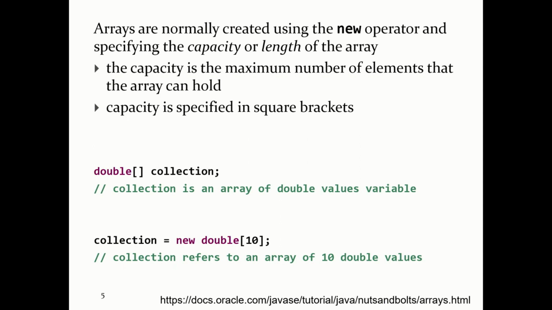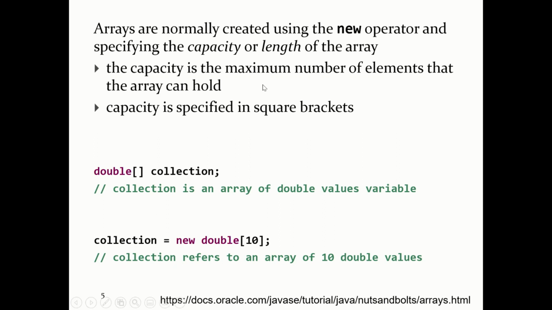OK, so how do I make an array then? Normally, when you make an array, you know how big the array is, or at least you know the starting size of the array. You probably don't know what you want to put in it. So what you want to do is make an empty, well, quote-unquote empty array. The way you do that in Java is with this new operator, and you specify the capacity or the length of the array.